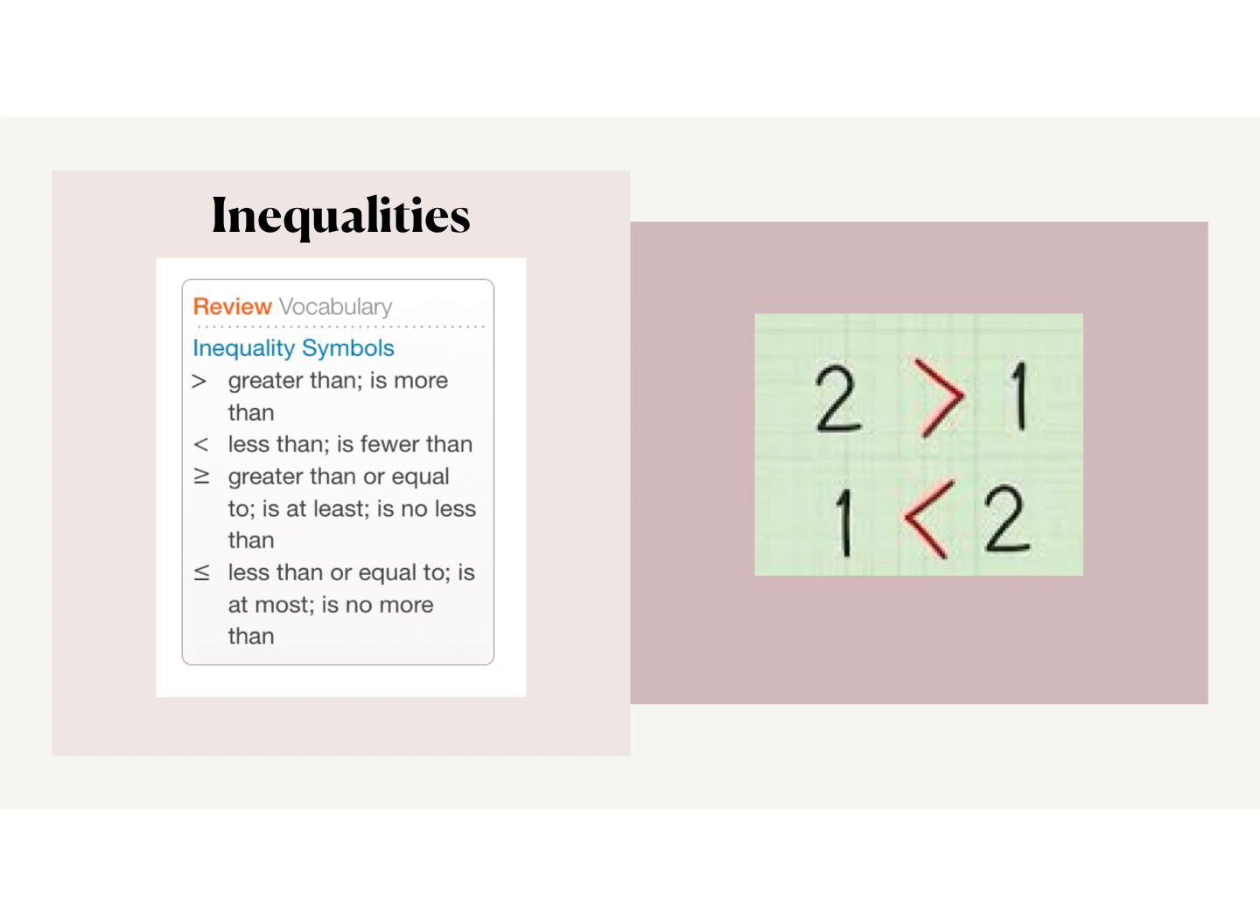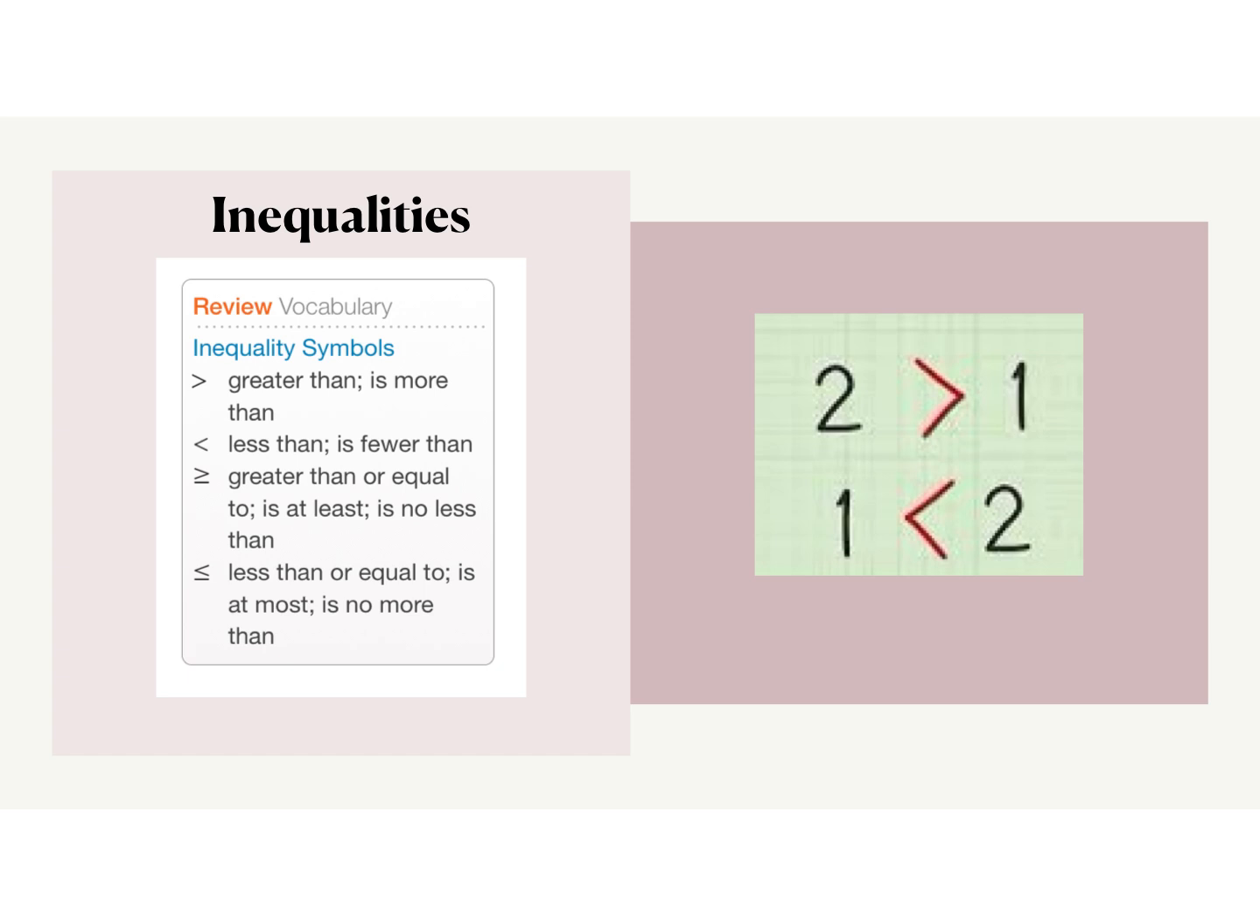Greater than is more than. Less than is fewer than. Greater than or equal to is at least, but no less than. And less than or equal to is at most, no more than. So those are the different ways you can say all of them.